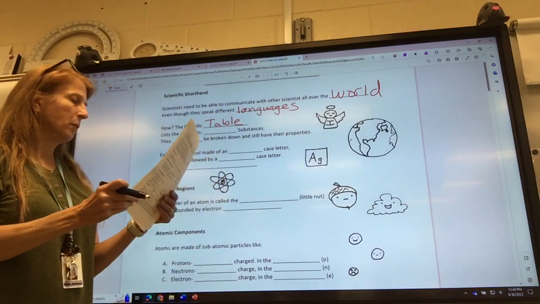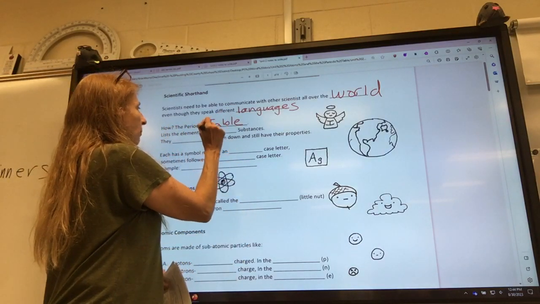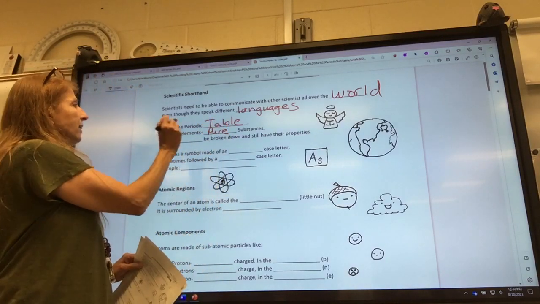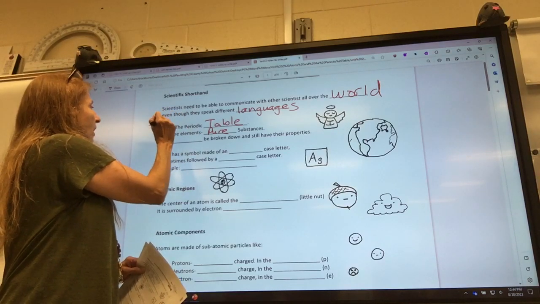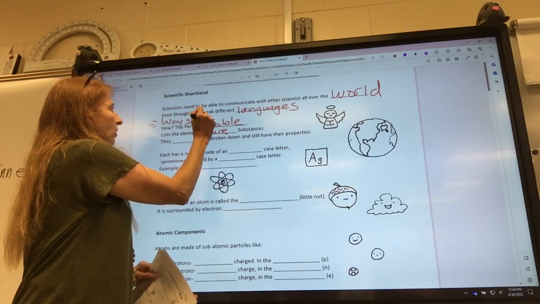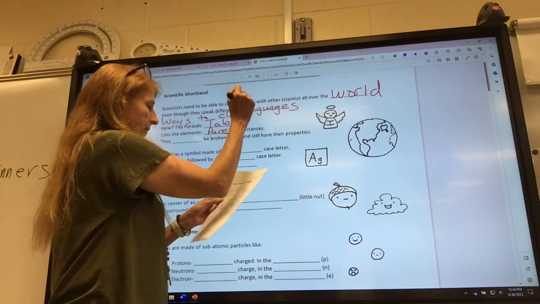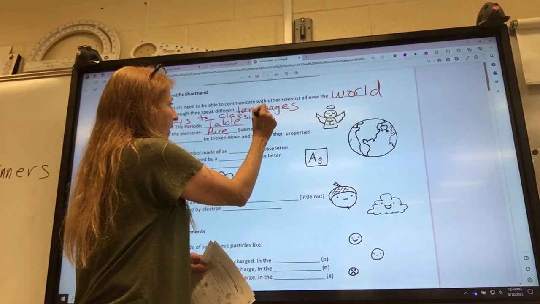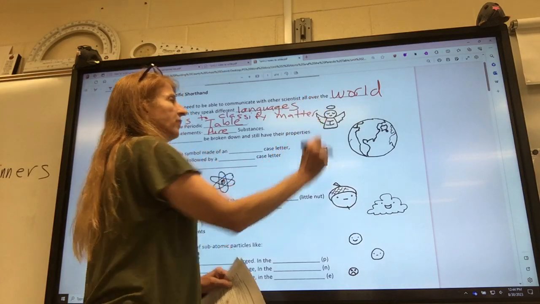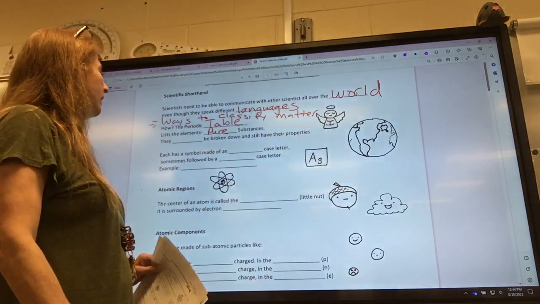Okay? And what the periodic table does, it lists the elements of pure substances. You cannot break these down anymore. Now, I added to y'all's notes right here that what we're going to be talking about are ways to classify matter. That's stuff. And there's different ways, but one way to classify matter is by the periodic table, okay?